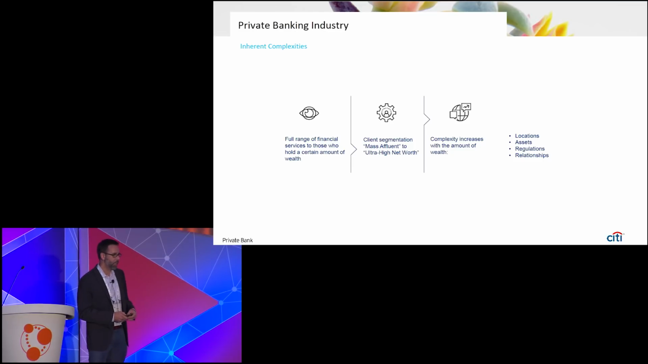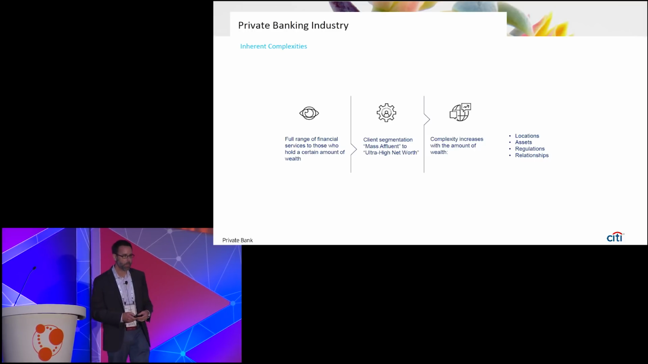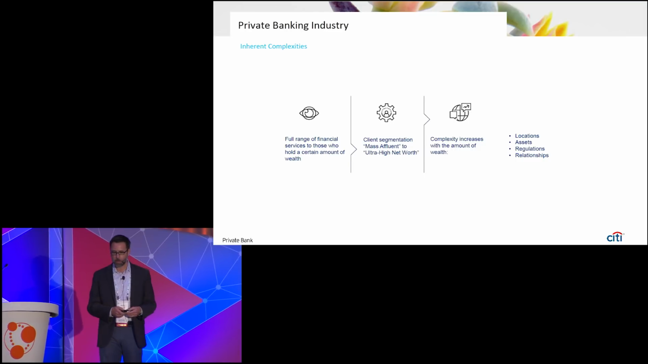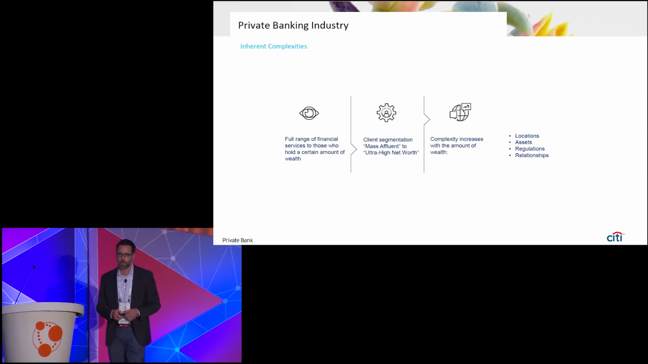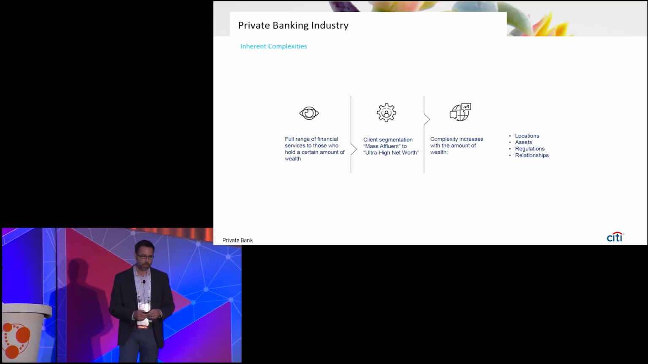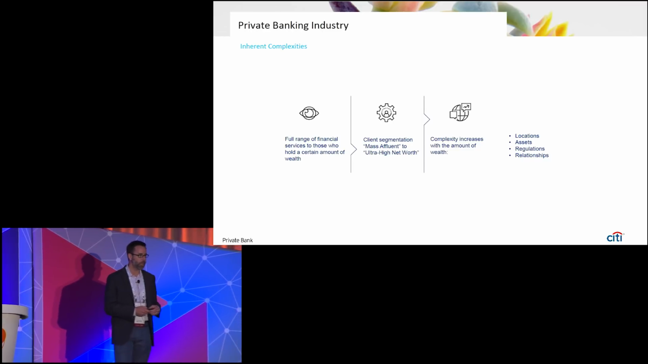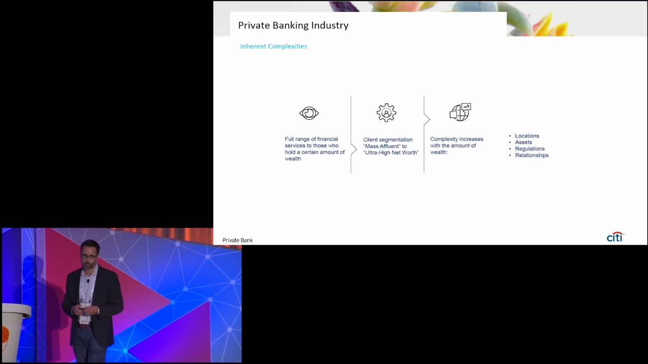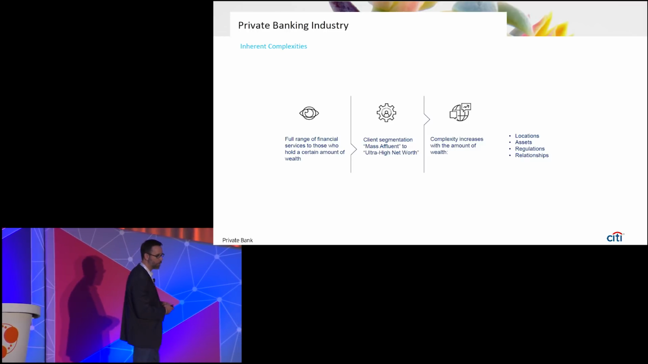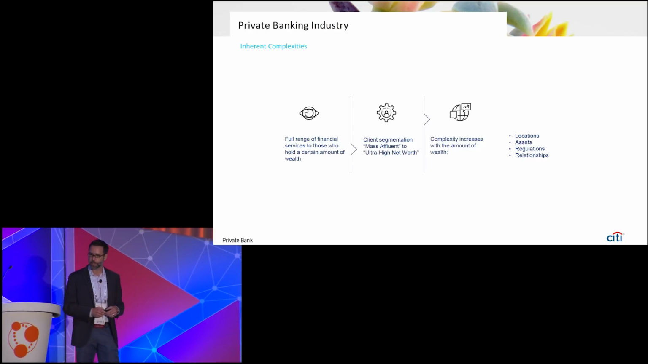So for those of you who are not involved in the industry, let's explain private banking just a little bit. Private banking, broadly speaking, is an industry that provides a full range of financial services out to individuals who hold a certain range of wealth. This wealth can be classified from in the hundreds of thousands for what would be called a mass affluent customer, all the way up through the tens of millions to billions for what we would call the ultra high net worth client.